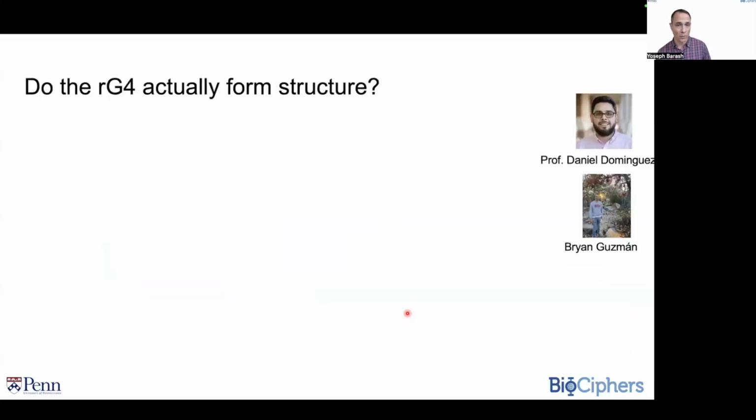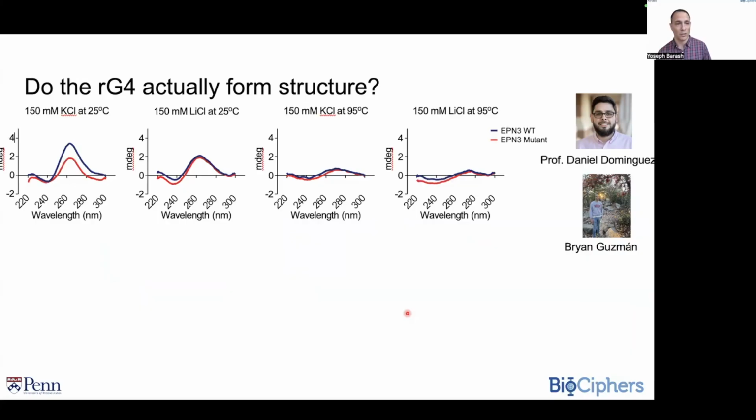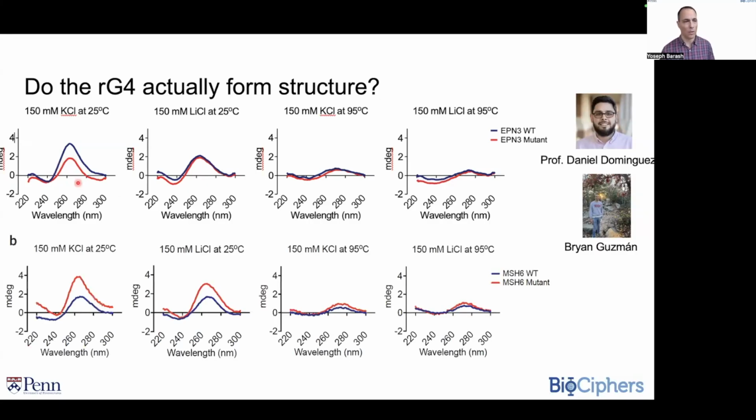So for that, we turn to Dan Dominguez's lab, the same guy who I mentioned from the bioRxiv preprint. And they tested those genetic variants that I just showed you for G-quad formation and disruption. And they see very clear indication with these circular dichroism experiments at different temperatures and with lithium or potassium, if you remember from the start of my talk, the formation of this characteristic profile, and disruption of the changes between mutant and wild type, both for the MSH6 and the EPN3, exactly like was predicted by the model.